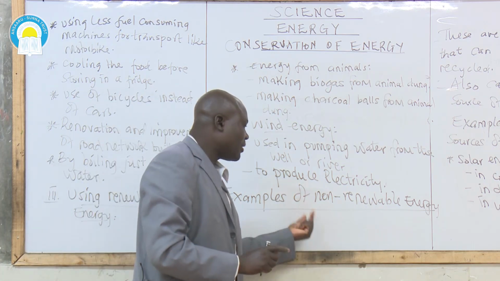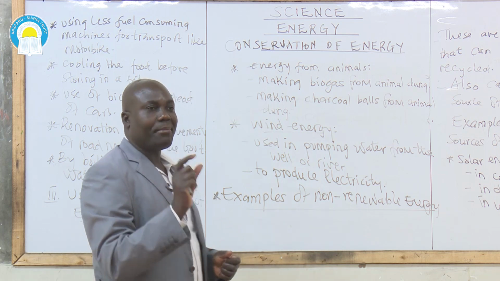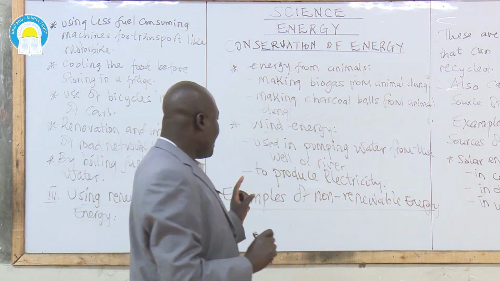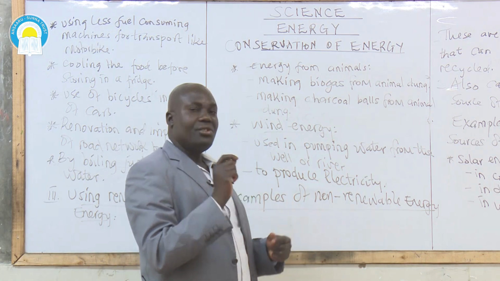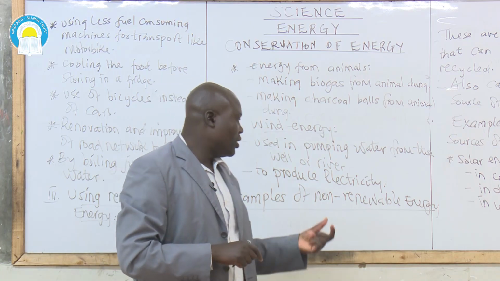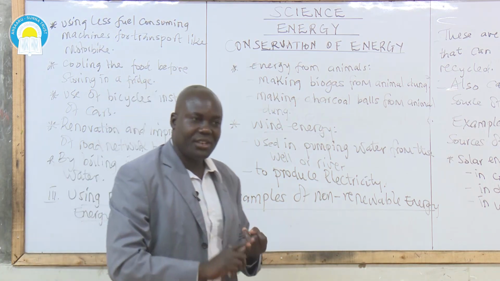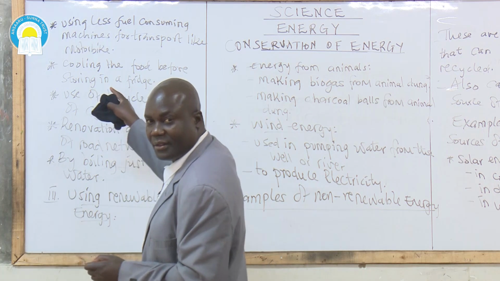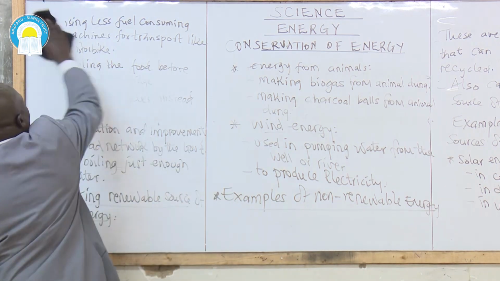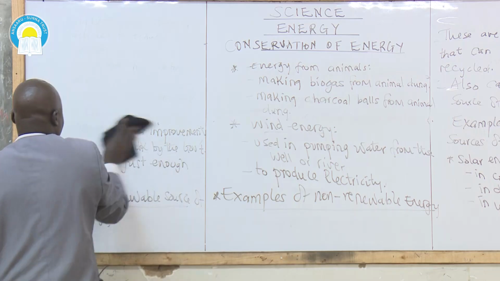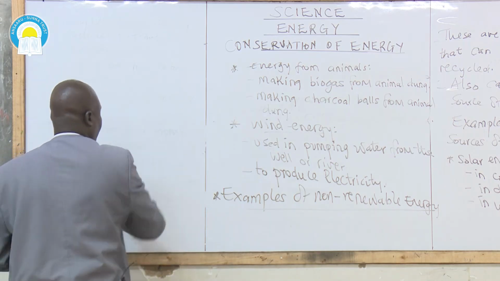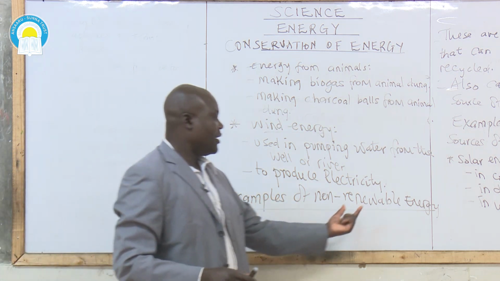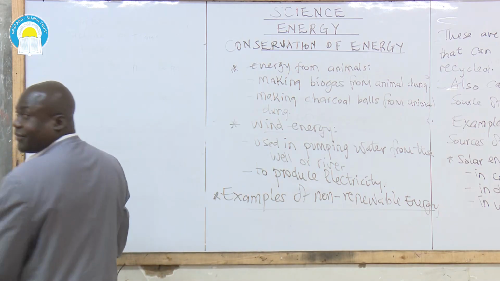Number two is coal. Coal is a black material which is extracted or mined from the ground for use as energy. Then number three is the use of petroleum products. When you talk about petroleum products here, we mean things like petrol, diesel, kerosene. So I'll write down here very fast examples of non-renewable energy. There are three.